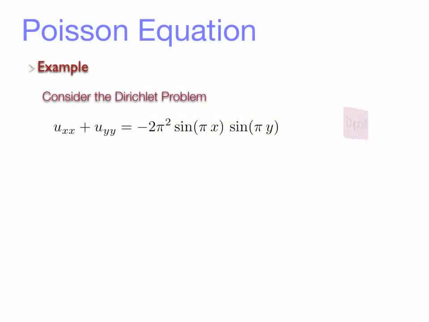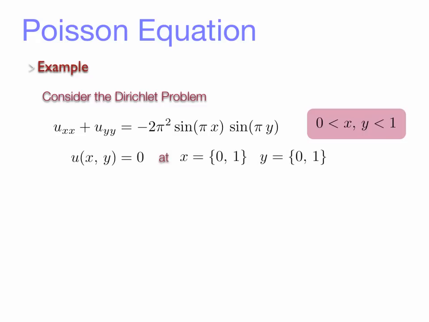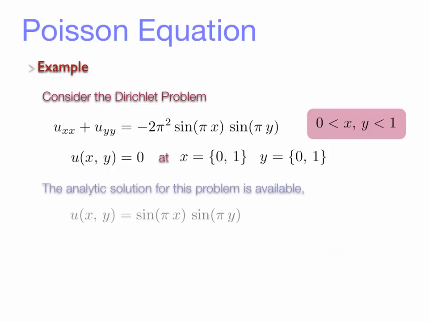Here's an example problem where we have a driving function that's equal to negative 2 pi squared times sine pi x sine pi y. Our domain is square shaped. The ranges of our domain are from 0 to 1 in both directions. And a Dirichlet boundary condition is prescribed, and this one is extremely simple, that the g of x and y is 0 everywhere along the boundary. So we're just merely setting the u values equal to 0 at those boundaries.